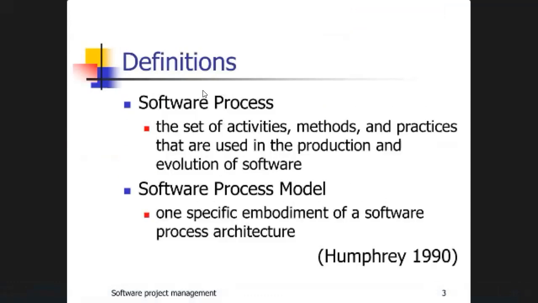The definition: software process, the set of activities, methods, and practices that are used in the production and evolution of software. Software process model, one specific embodiment of a software process architecture.